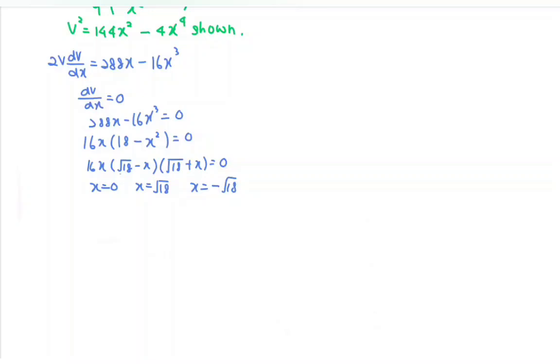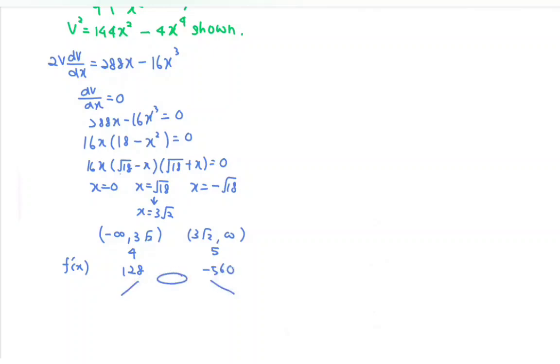By using the first derivative test, we focus on this part, where x equals 3√2. We have the intervals negative infinity until 3√2, and 3√2 until infinity. Let's say we substitute the value 4 and the value 5. So f prime at 4 is 128, and at 5 is negative 560. So this one is increasing, this one is decreasing. So we consider the maximum value when x equals 3√2.